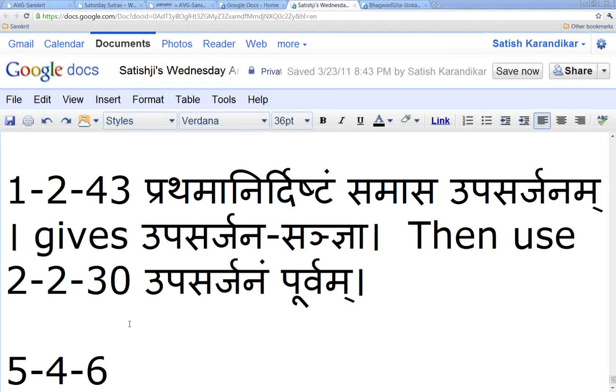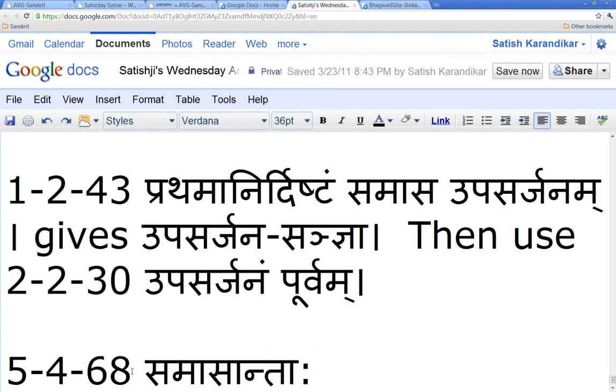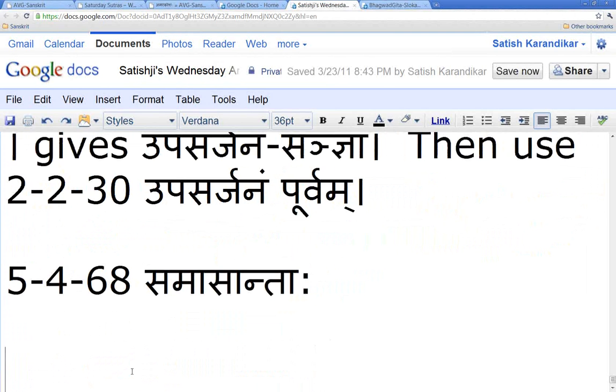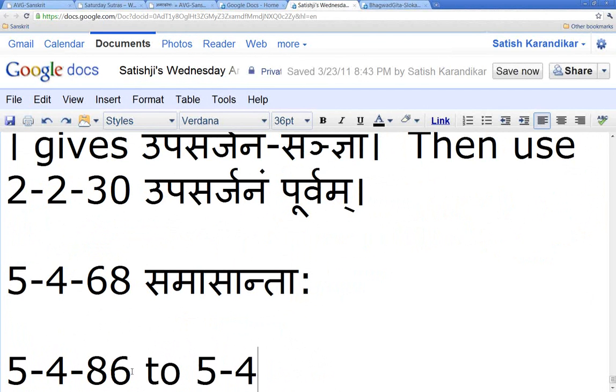5468 Samasantaha. 68 is Samasantaha. So let's put that over here. Samasantaha. And then first are some general rules, and then from 5486 to 54105. It's good to know this. Good to know this map.